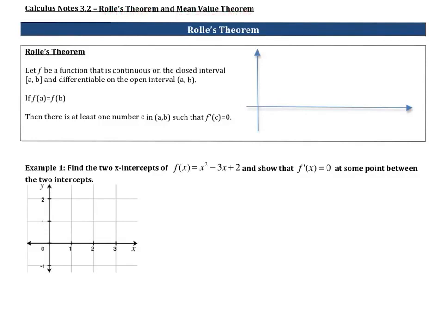So today's going to be fairly theoretical. Rolle's theorem says let f be a function that is continuous on a closed interval [a, b] and differentiable on the open interval (a, b). So continuous and differentiable. Now what we're saying here is if f(a) equals f(b), then there's at least one number c in that open interval such that f prime of c equals 0. Now let me show you what that means graphically.